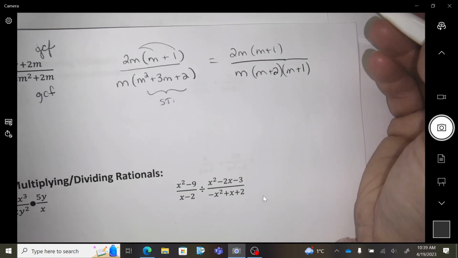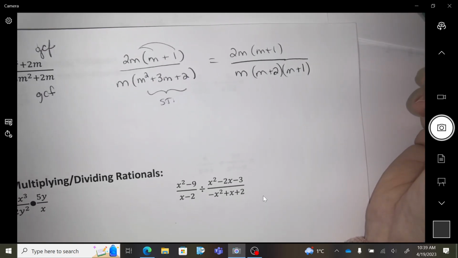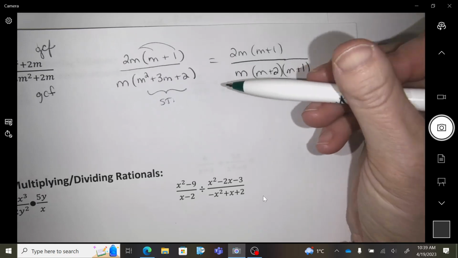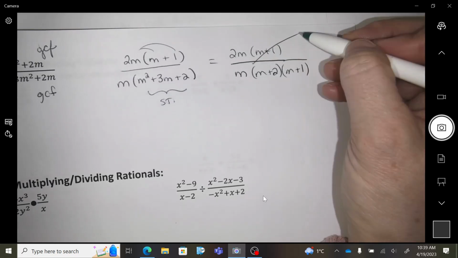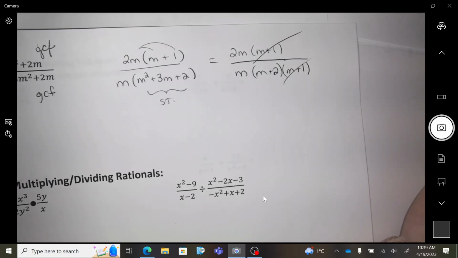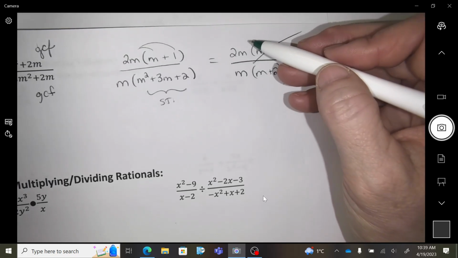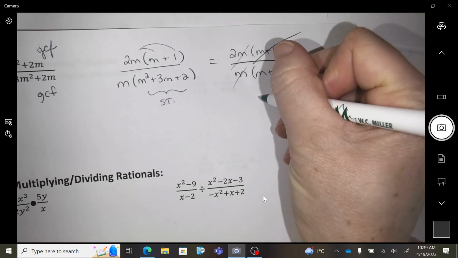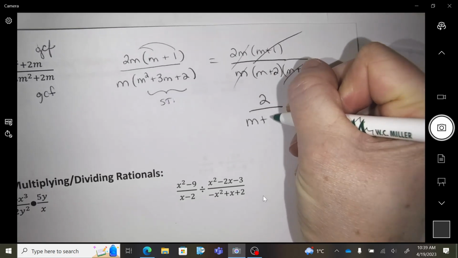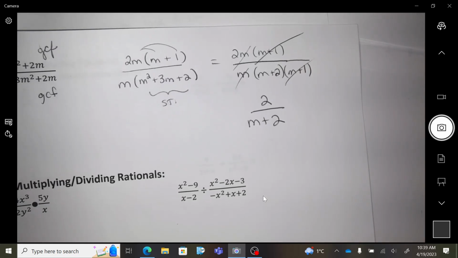Okay, so I'm done factoring. I did my GCF and trinomial. So what cancels? An m plus 1, top bottom, and this multiplier m, and that's it.